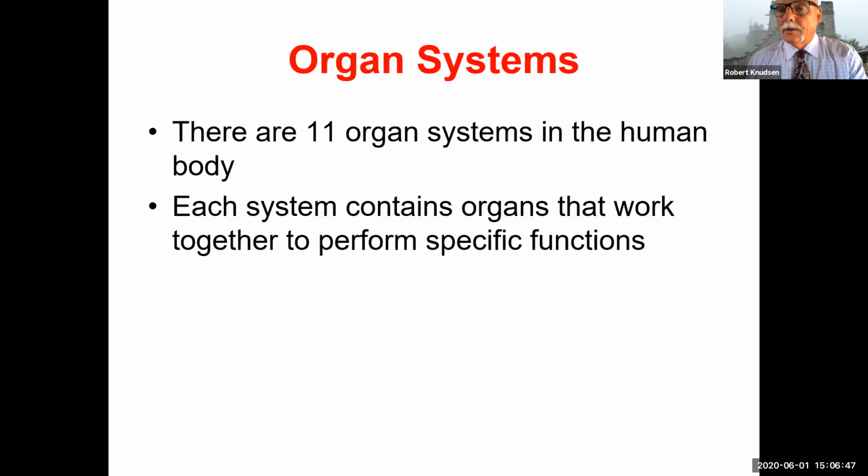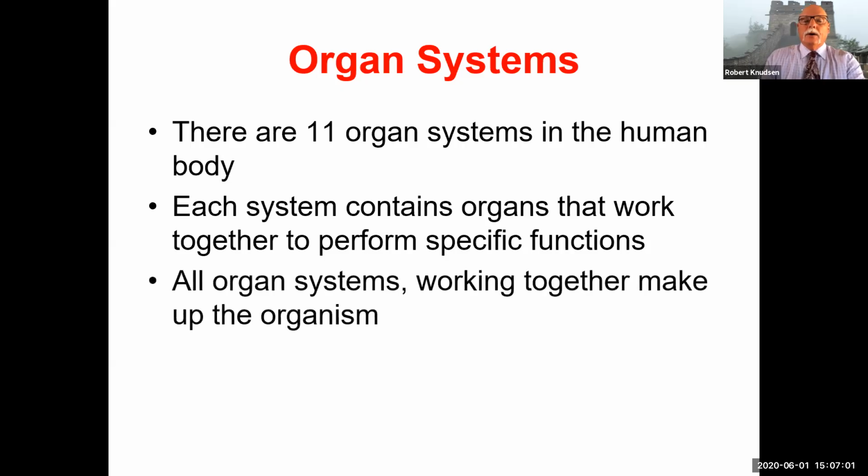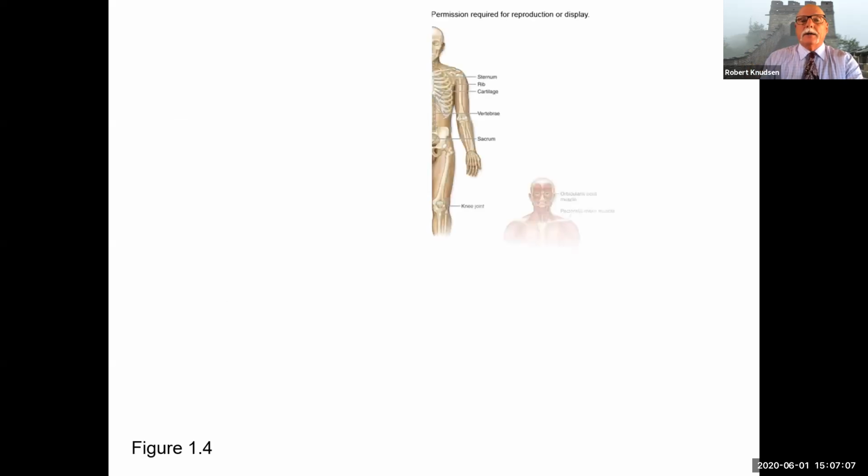The heart is not a system. The cardiovascular is a system. Cardio, heart, and the blood vessels that take it around, vascular, cardiovascular. That is a system. All organ systems work together to make up the organism. Now, this is emphasizing that dude with a cup of coffee. All right, here we go.